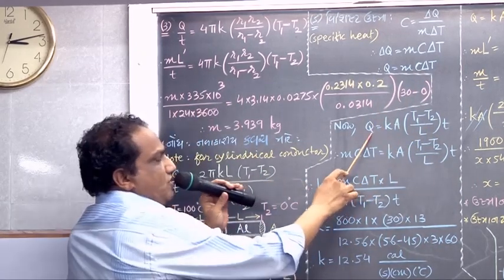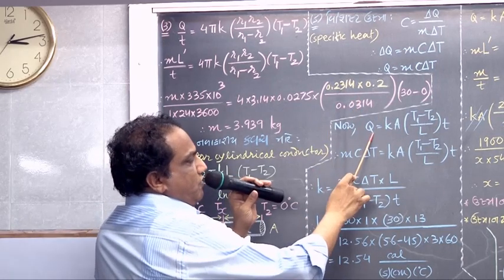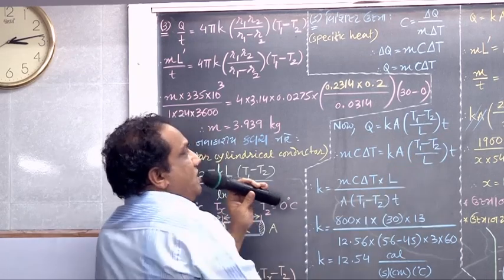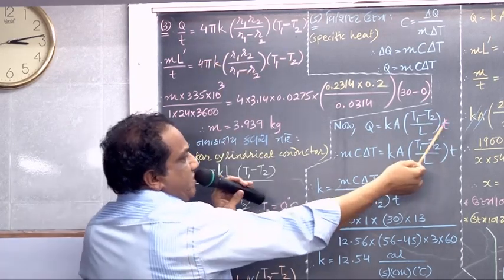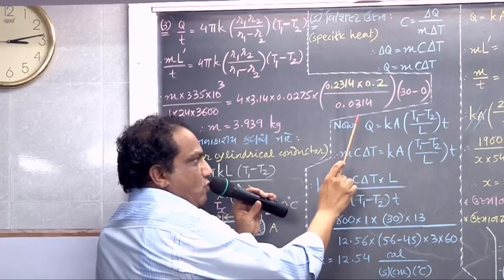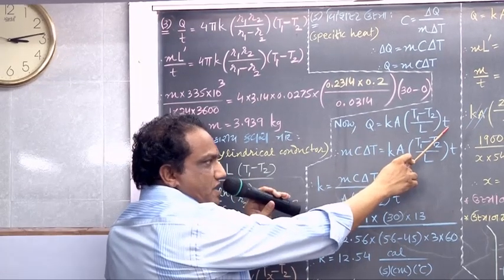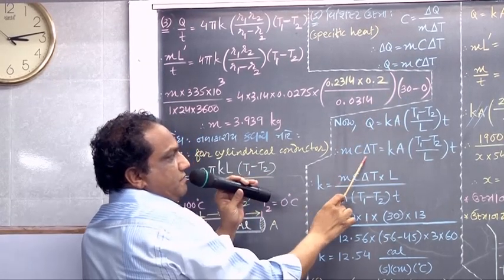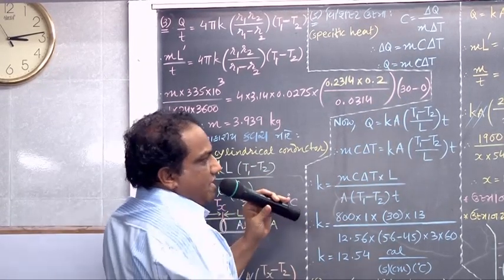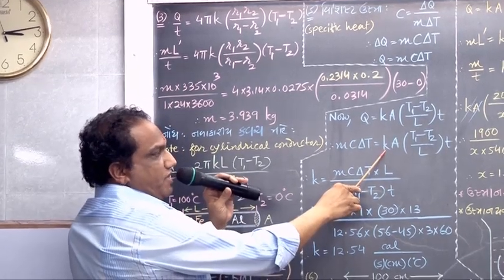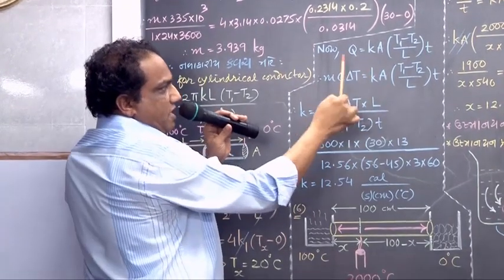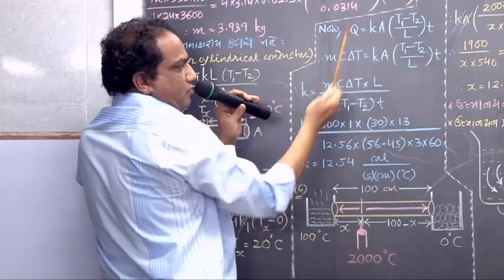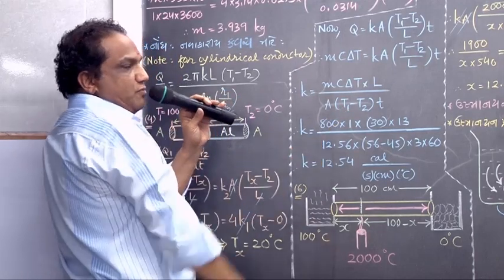Now tell me, don't you know this formula? In steady state, Q equals K A (T1 minus T2) upon L into t. If you take Q by t, then this t will come down. But if you want to find only Q, then t you must write here. Now Q formula is MC delta T. And now we want thermal conductivity, so we should make it the subject of the equation. Transfer this capital L here. A, (T1 minus T2), small t, everything you should bring down in the denominator. Now just put all the values.